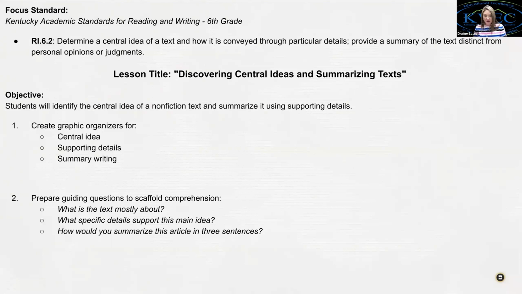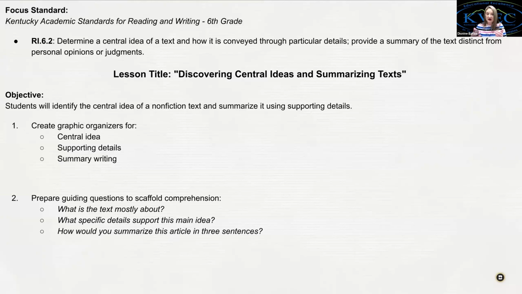So I might use a graphic organizer, and I might have one that identifies, at the top, the central idea, then three supporting details, and then a summary. I might use that kind of graphic organizer. I might have guiding questions that help kids to scaffold that.